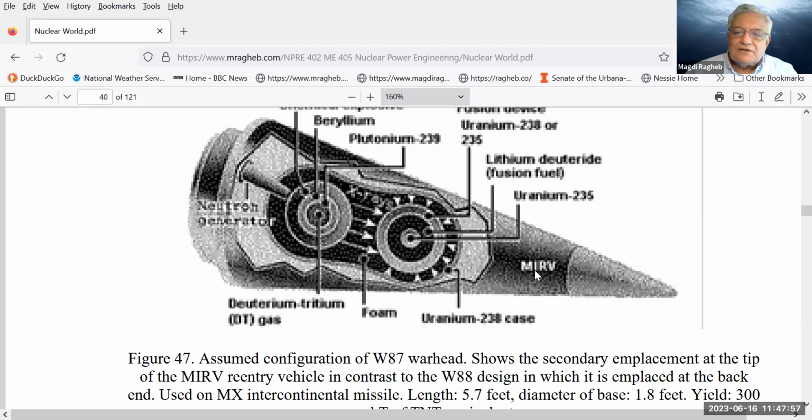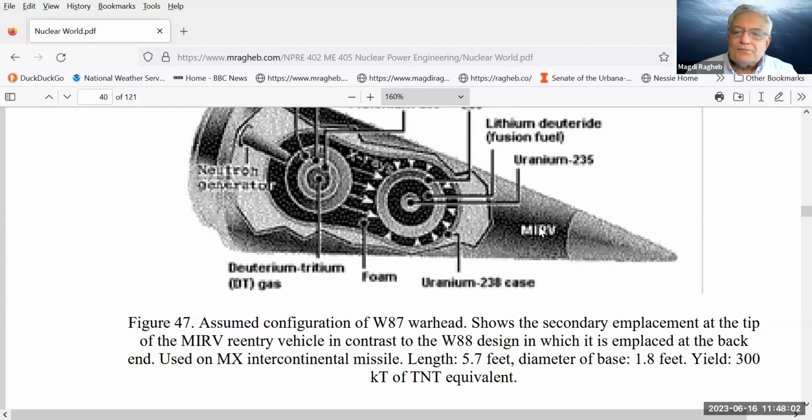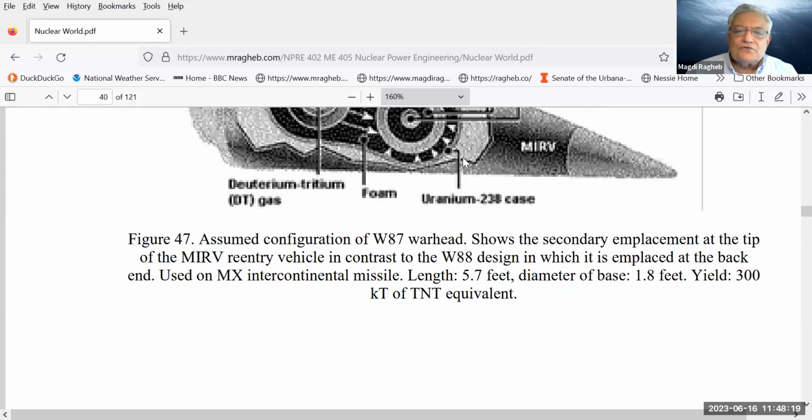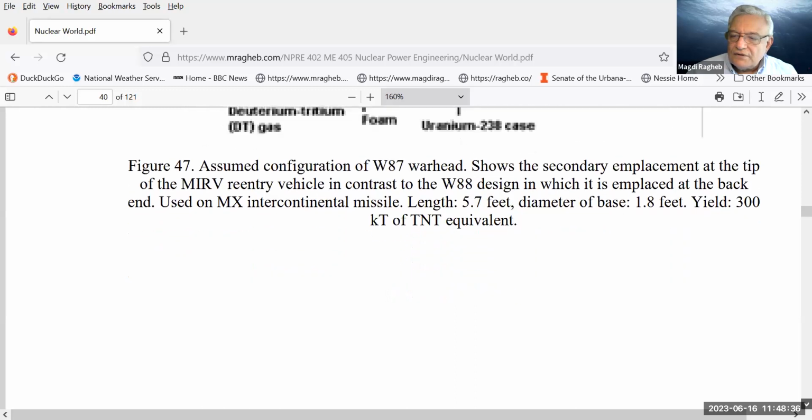This is used in what are called the MIRVed devices, multiple independently targetable reentry vehicles, where you can have up to 12 or even 15 of them at the tip of an ICBM, each with independent targets. In that case, Oppenheimer was right, each one can be only 300 kilotons of TNT equivalent. They are used on intercontinental ballistic missiles, ICBMs, and that is used on the MX international device.